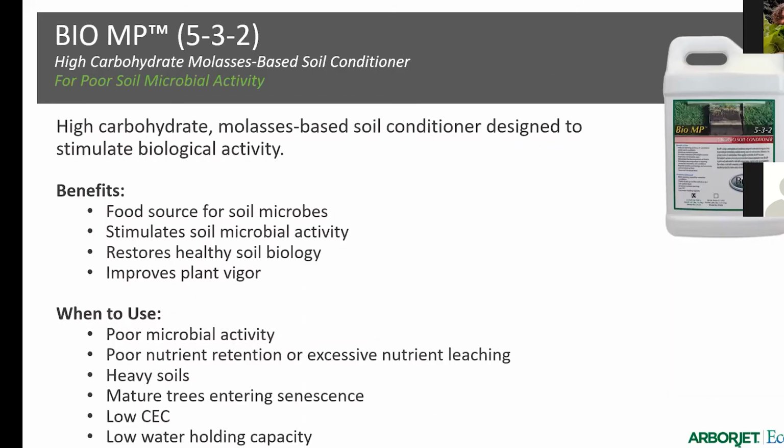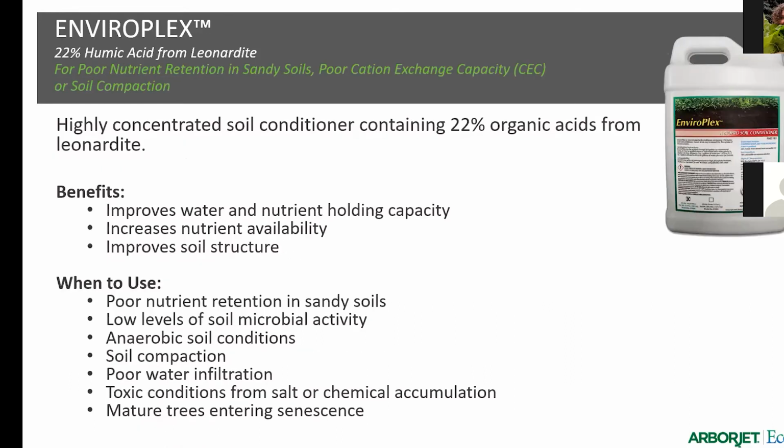And we can do this with just water, these liquid products. Instead of going after everything with a traditional NPK type feed, this is BioMP, this is a molasses-based product. Again, feeds the microbes, stimulates that soil activity. Very inexpensive, but this is what really will make a difference in the long run. It's going to help break down mulch faster and organic matter, and make permanent changes over time. Again, Enviroplex is a humic acid.